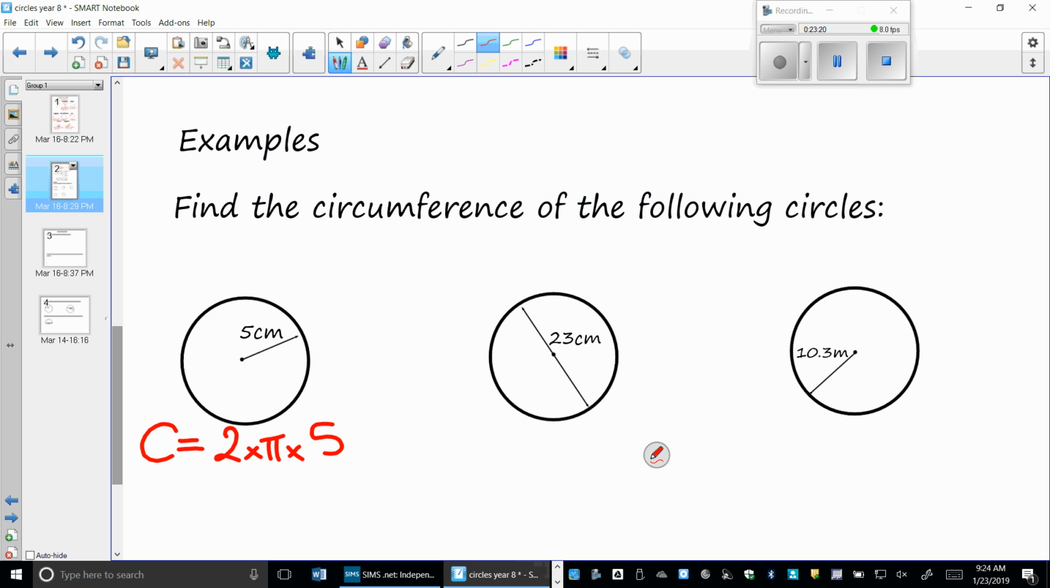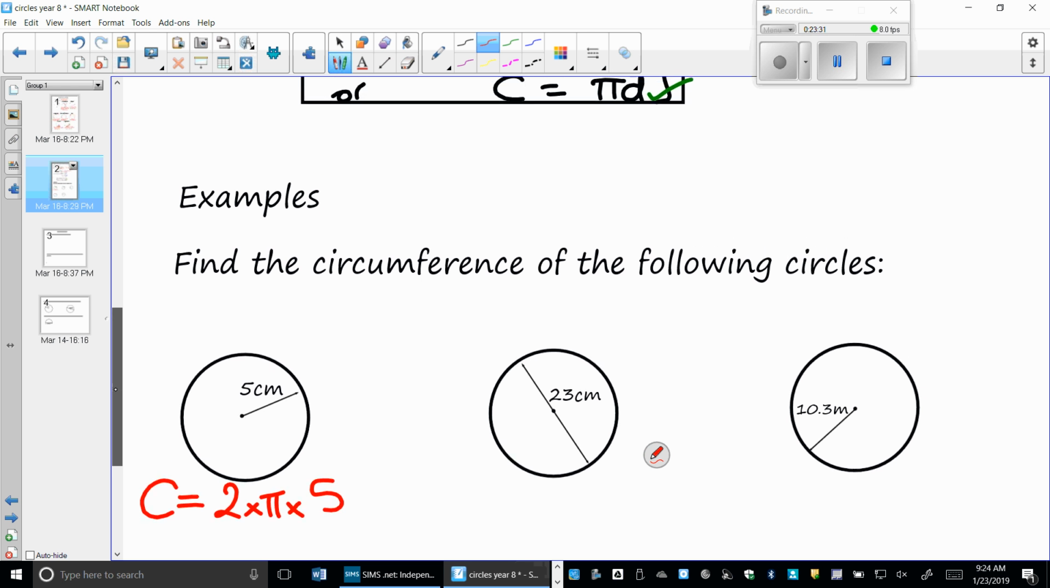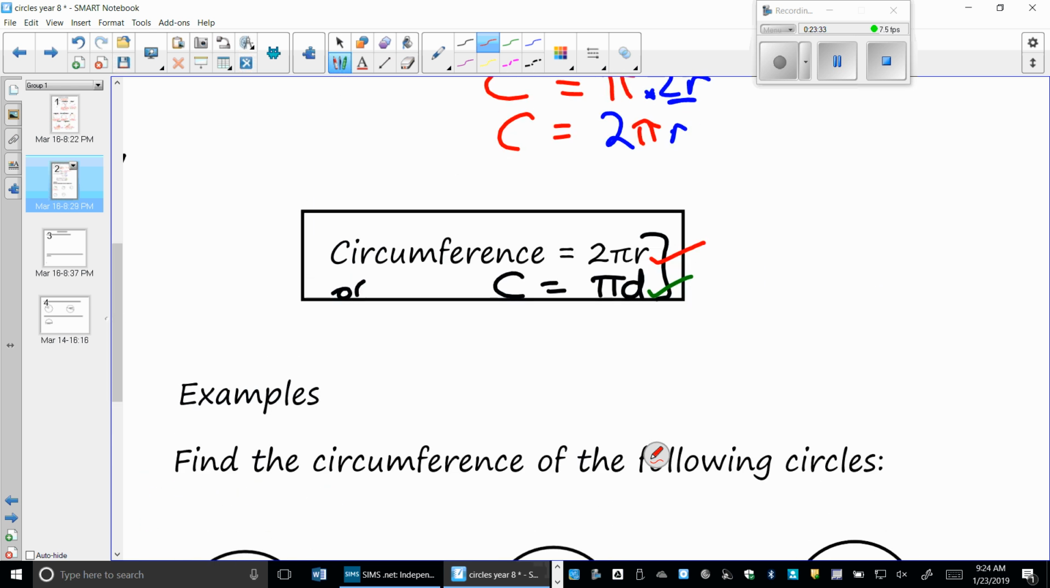The radius is always just a line from the centre to the outside edge. You said, because of the diameter, how it is 2 radii. It's never going to be 1 radius. So when it's the radius, we use this formula, 2 times pi times the radius. And when it's the diameter, we just do pi times the diameter.